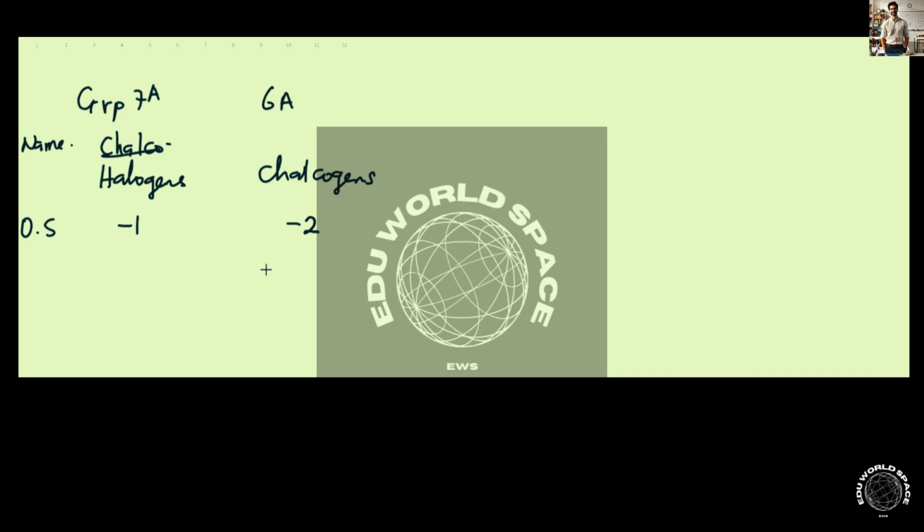And B, for each of the following periodic properties, state whether the halogens or chalcogens have larger value. One is atomic radii. So when you look at the periodic table, the atomic radii decreases across a period, and you're going to get to group 6A before you get to 7A. So the atomic radii for 6A is greater than that for 7A.